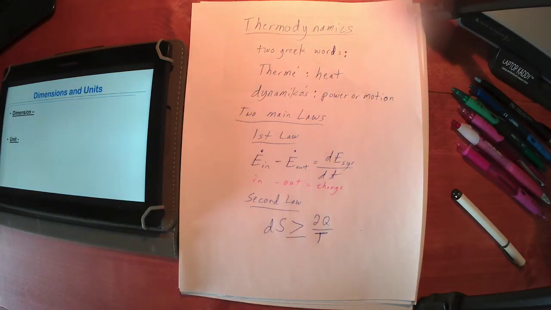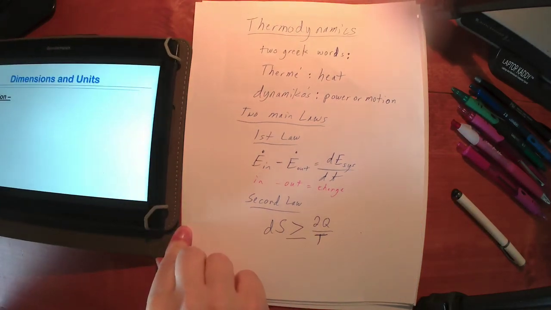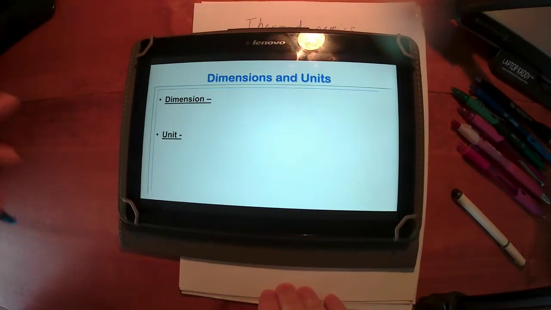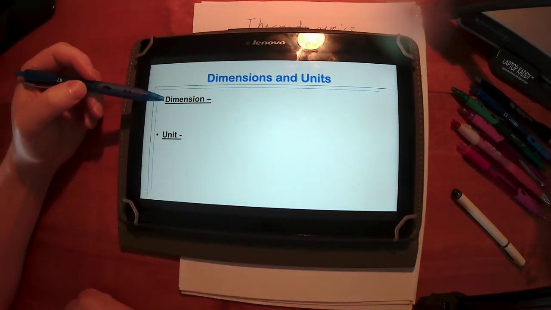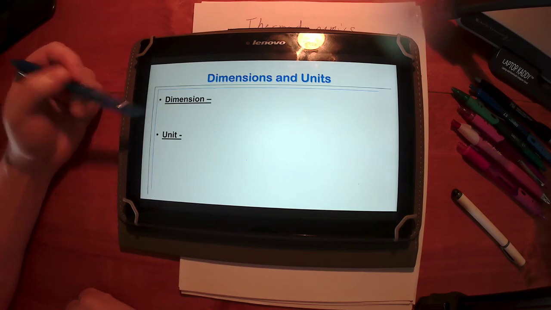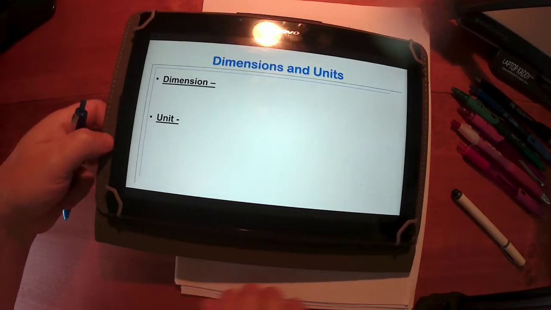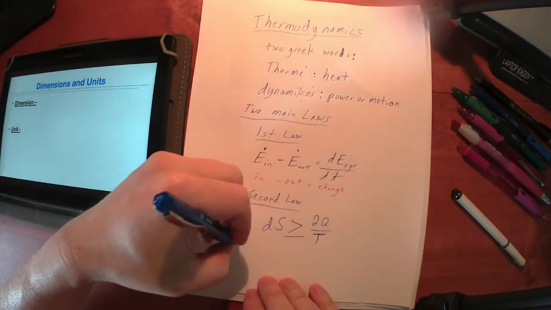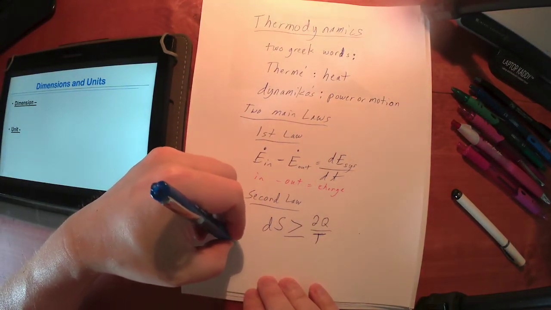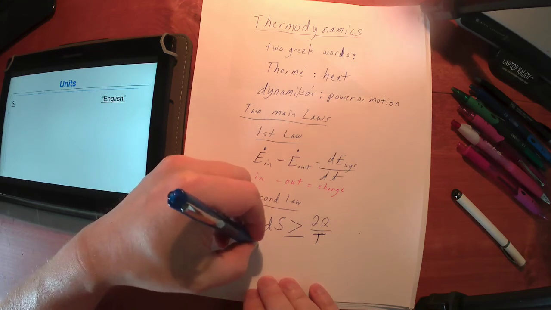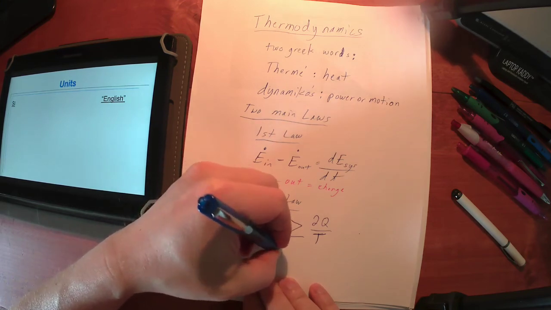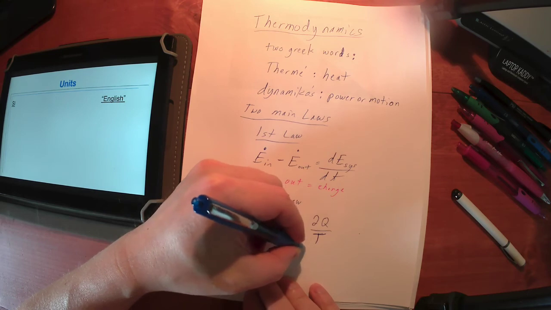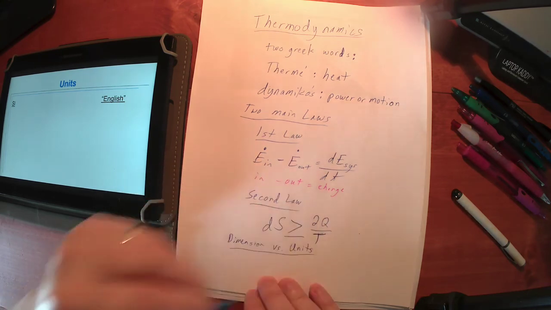Okay, one more time I want you to hit the pause button. And I want you to do a little quick research. Figure out what is the difference between dimensions and units. What is a dimension and what is a unit? Because those are not the same. So pause, come back, tell me what is the difference between dimensions and units.